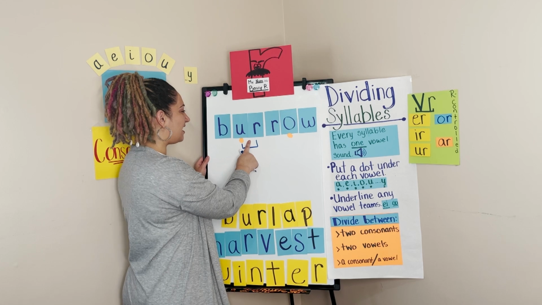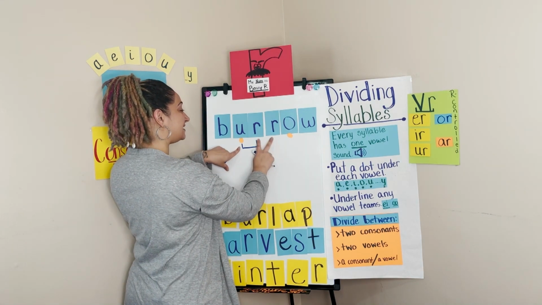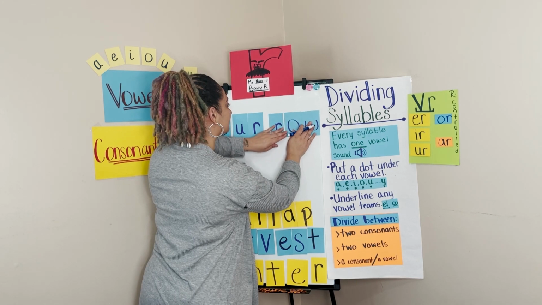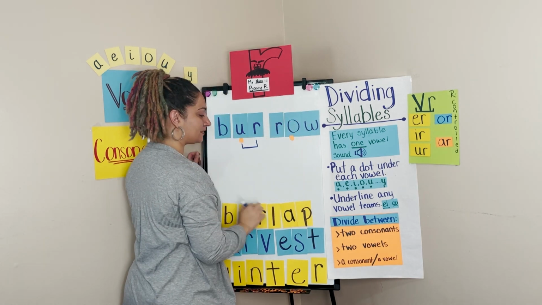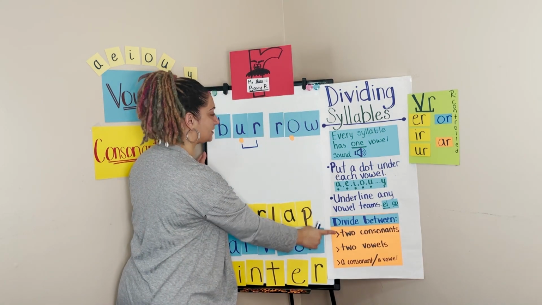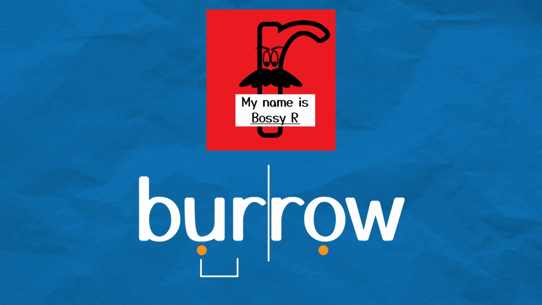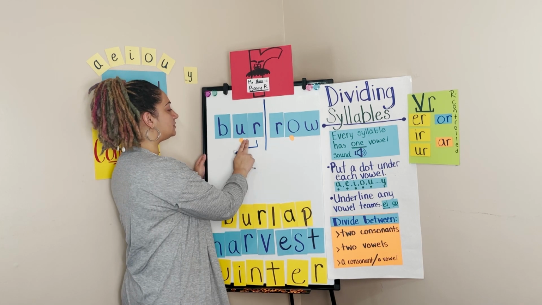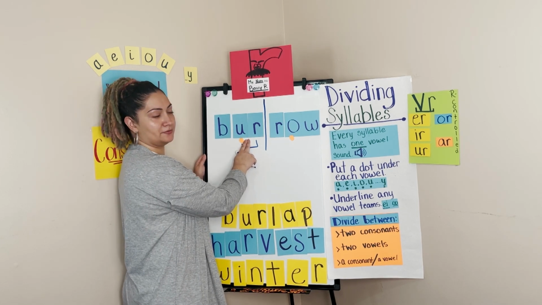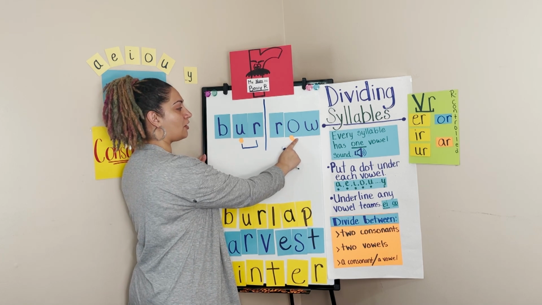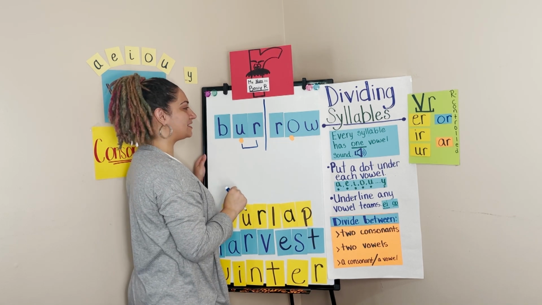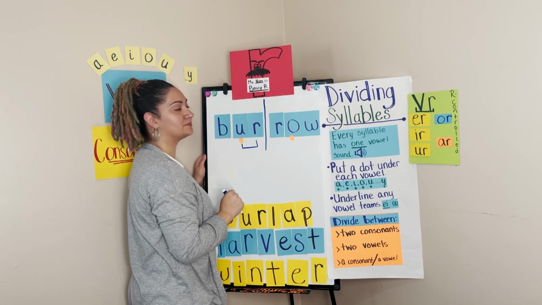In between these two vowels, I see that we have double consonants. That's usually a good place for us to split the word. Remember, we can divide between two consonants. Let's split the word or draw a line between the two R's in our word. Nice. So we know this UR is going to make that sound. Oh, do you know OW makes its own sound too? It's going to make the long O sound in this word.